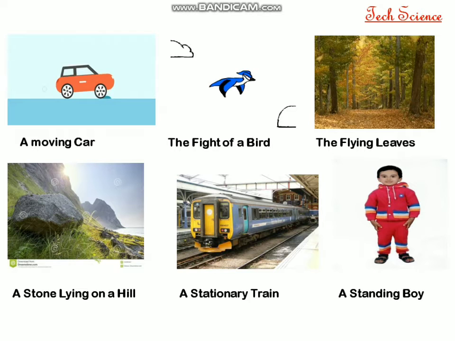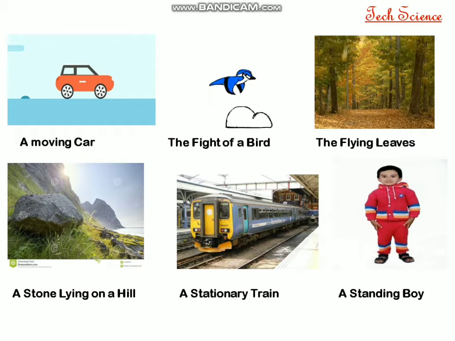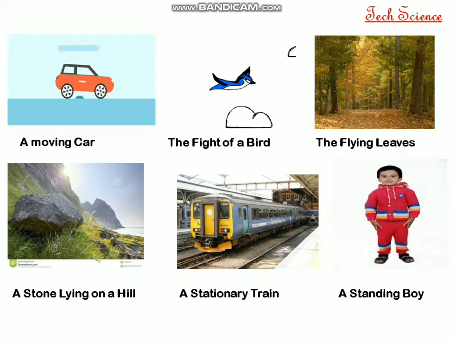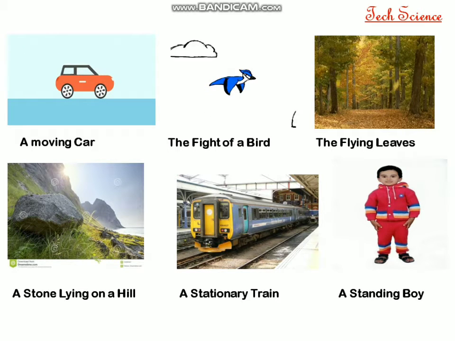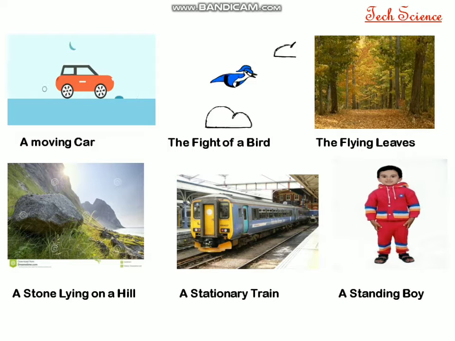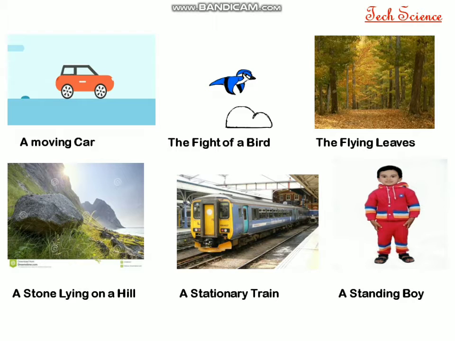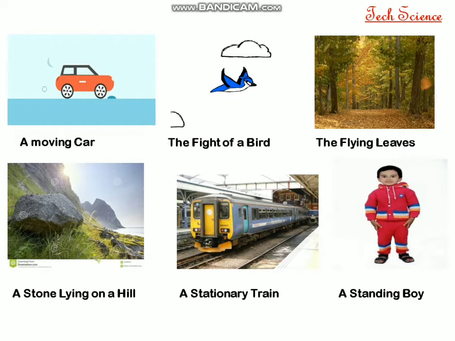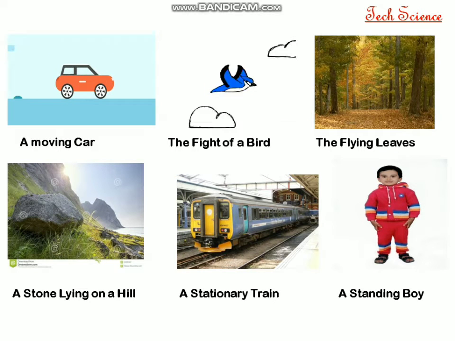If you observe these first 3 examples, what did you find? You found that there is one kind of similarity between these. And what is this similarity? Guess what that is. So now I answer this. Here, I found that these 3 objects, a car, a bird, and the leaves, are changing their position with respect to surrounding. Which means that here the initial point is different and the final point is different.